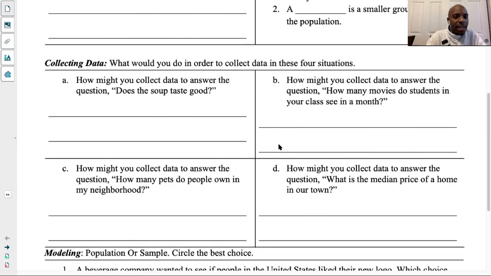So A says, how might you collect data to answer this question? Does the soup taste good? Take a second to jot down what your answer might be. How might you collect data to answer the question, does the soup taste good?